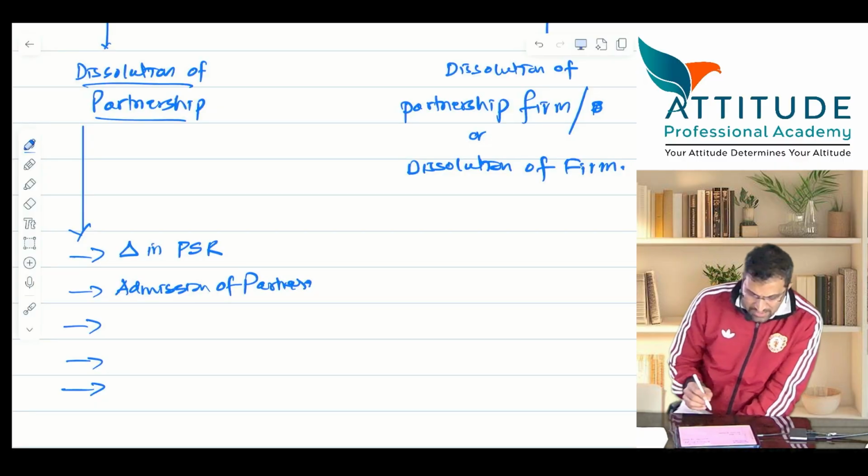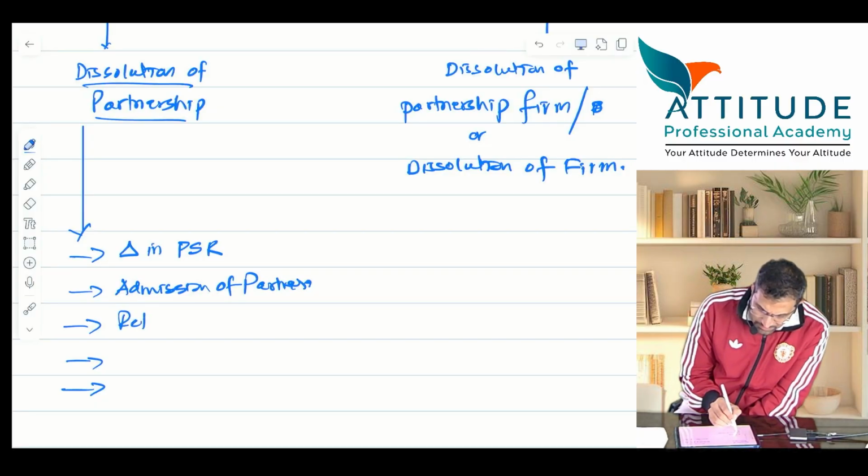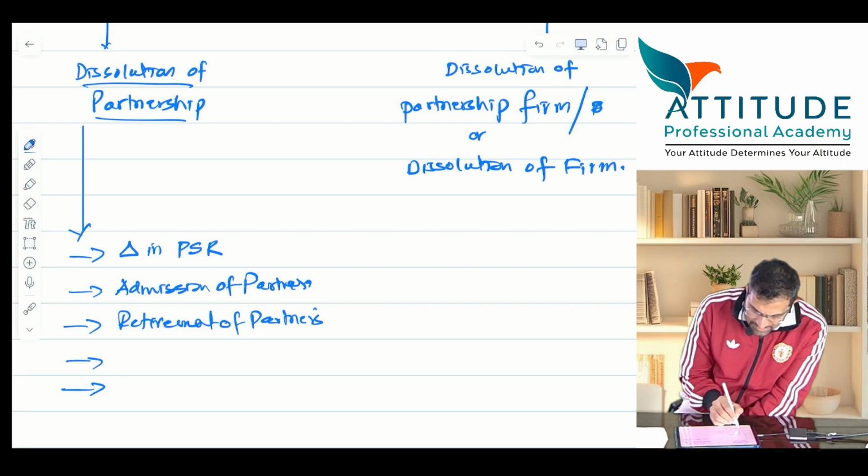Is that clear? Similarly, there is retirement. What? Retirement of partners. Okay. And there is death of partner.